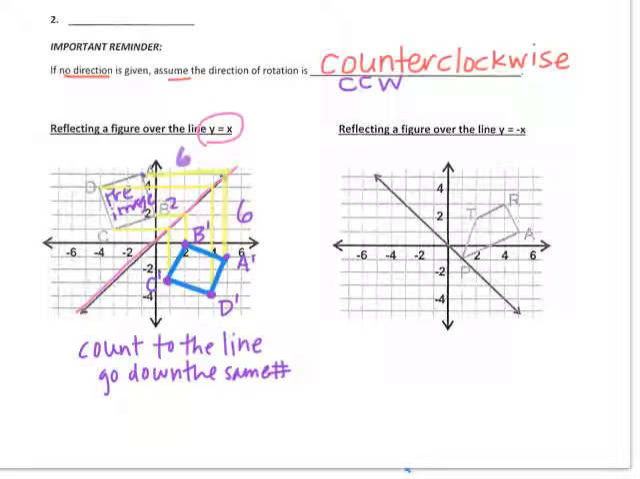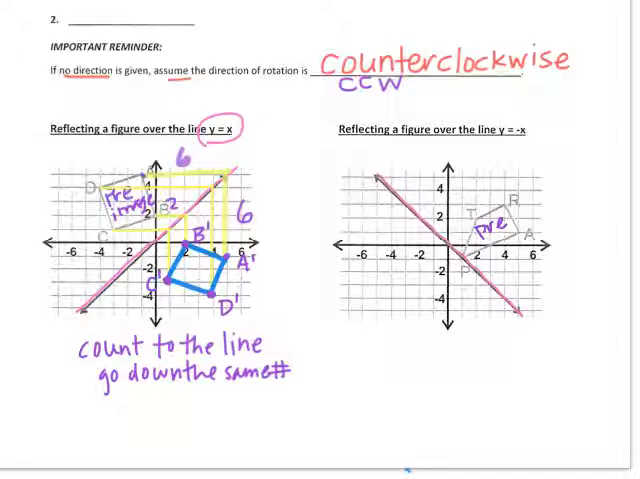Alright, we're going to try another one. This time we're going to use the line y equals negative x. And with that negative being there, the slope is negative, so that's why the line of reflection is going straight through the origin, but it is going in a negative direction. So our pre-image is this trapezoid right here, and we need to reflect it over the line of reflection.